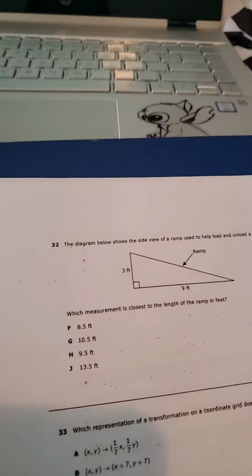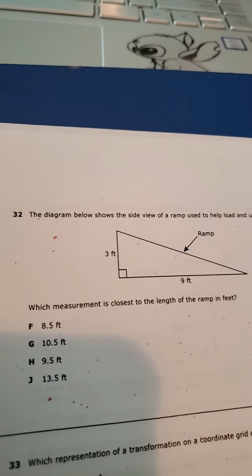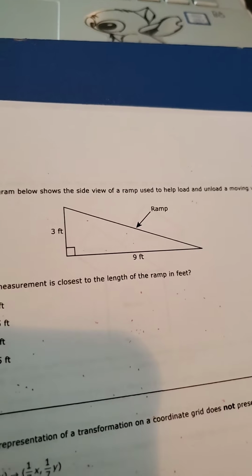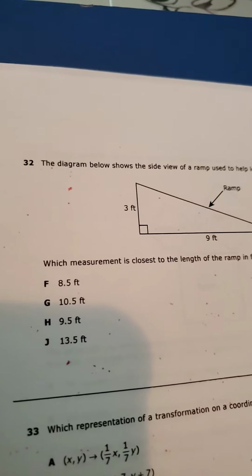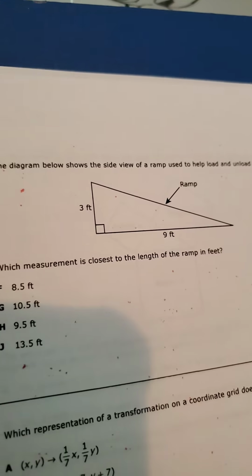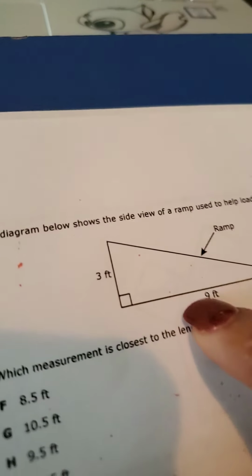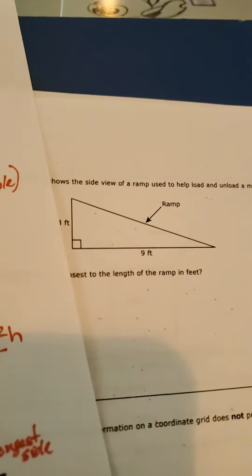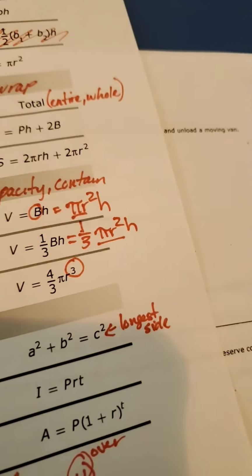All right. Number 32. The diagram below shows the side view of a ramp used to help load and unload a moving van. Which measurement is closest to the length of the ramp? Okay, here's a right triangle. Whenever I have a right triangle, I use my formula chart. I know when I have a right triangle, I use the Pythagorean theorem. And the longest side is c.